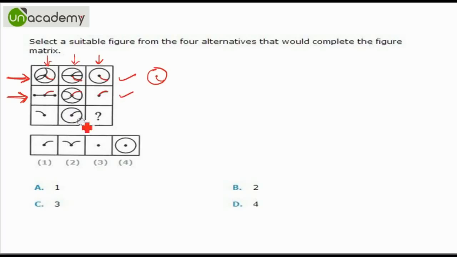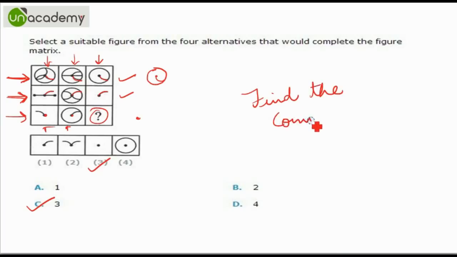Following this rule, we will find the common figure in these two columns. We have this circle center common, so in this figure it will be just the circle center, that is option 3. So find the common part is what I am going to name these type of problems.